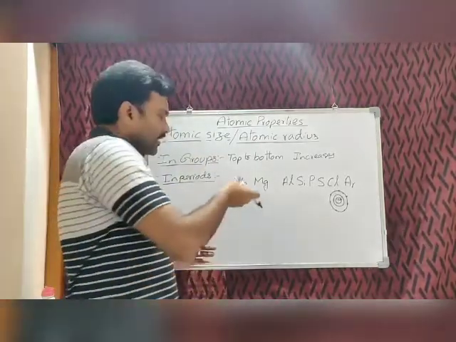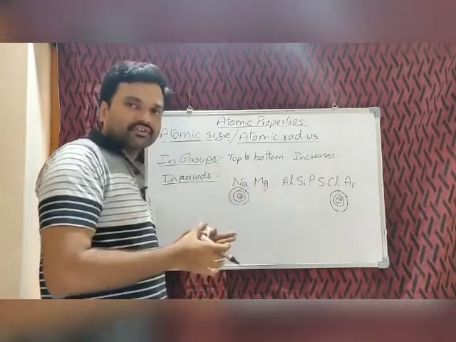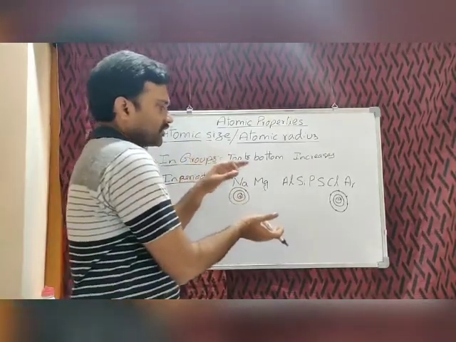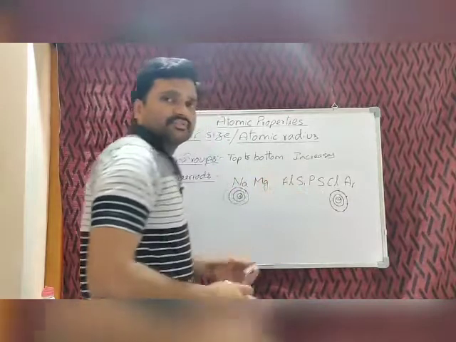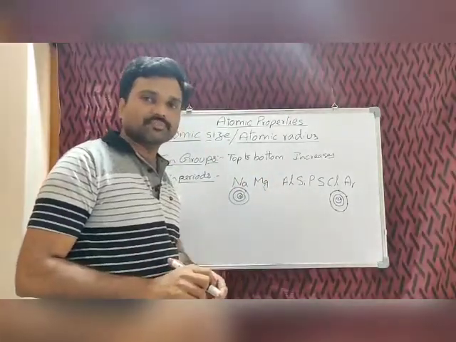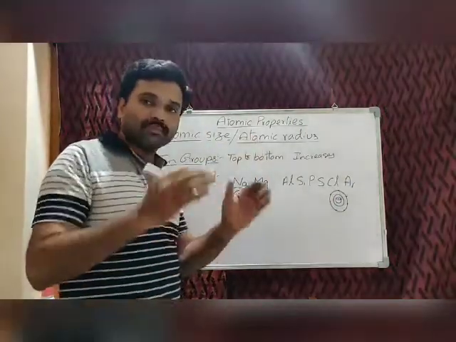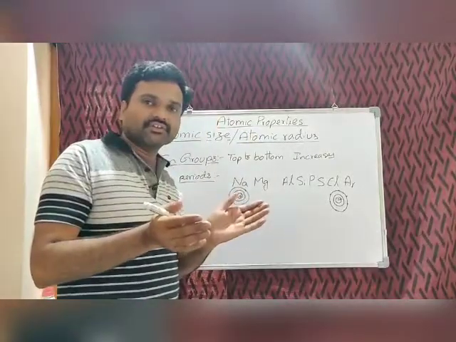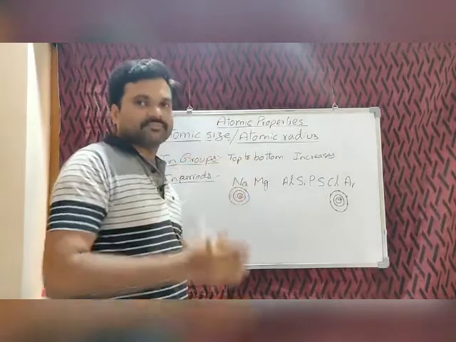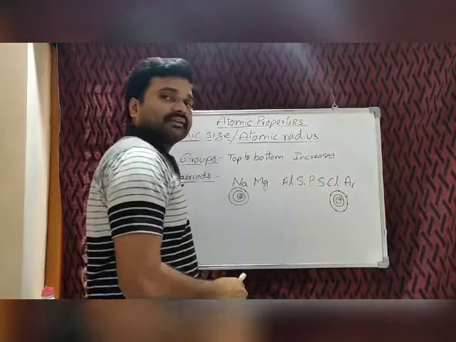As the nuclear charge and the outer electron cloud both increase, the attraction between these two also increases, so the size slowly decreases from left to right. So in a period from left to right, atomic size decreases because the nuclear charge and the outer electron cloud, that means the valence electrons, both increase. Between these two, attraction increases. Because of that, size shrinks. So in a period from left to right, atomic size decreases.